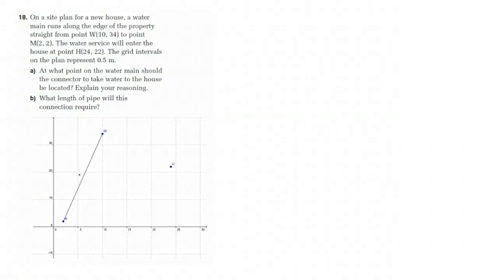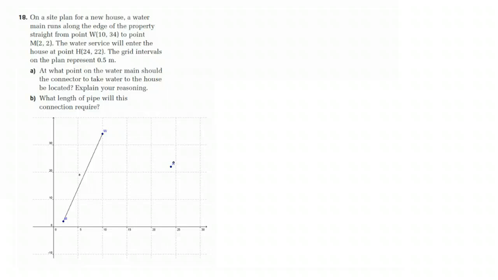Hello, I'm going to provide a solution for number 18, which was requested by some students. On a site plan for a new house, a water main runs along the edge of a property straight from point W1034, which is right there, to point M22, which is there. The water service will enter the house at point 2422, which is right there. The grid on the plan represents 0.5 meters. At what point on the water main should the connector to take water to the house be located?